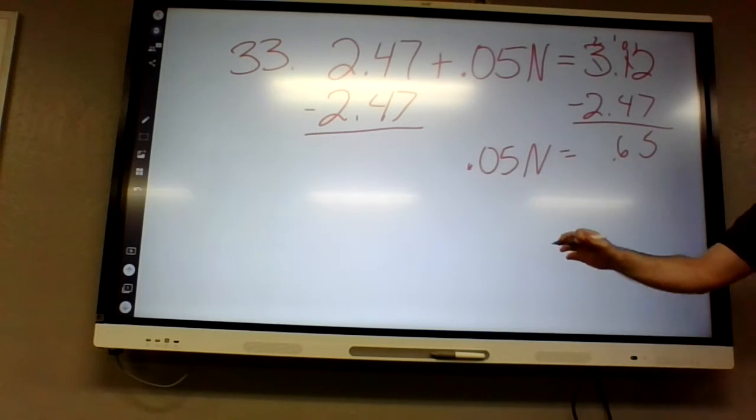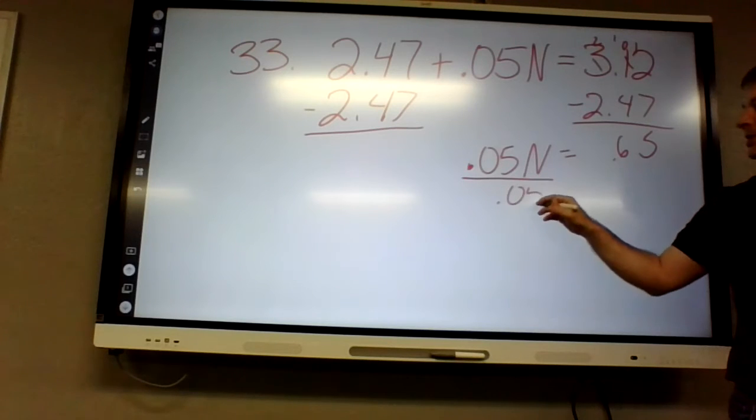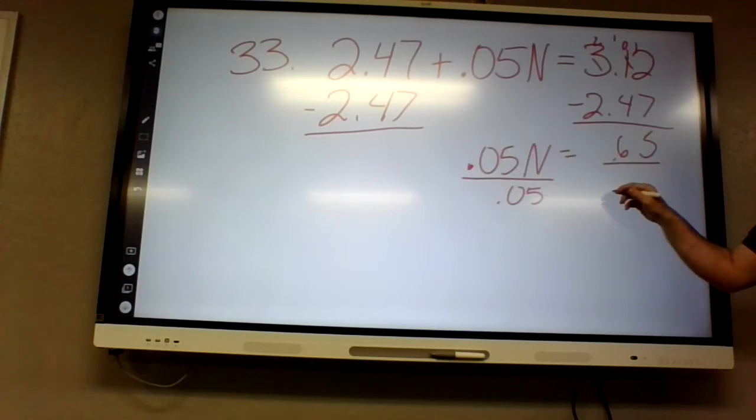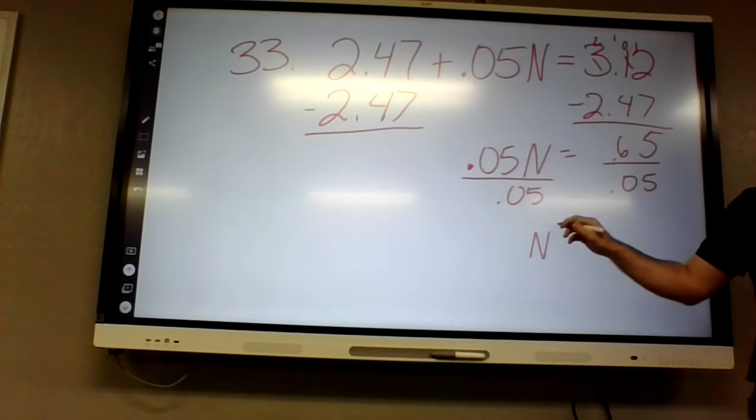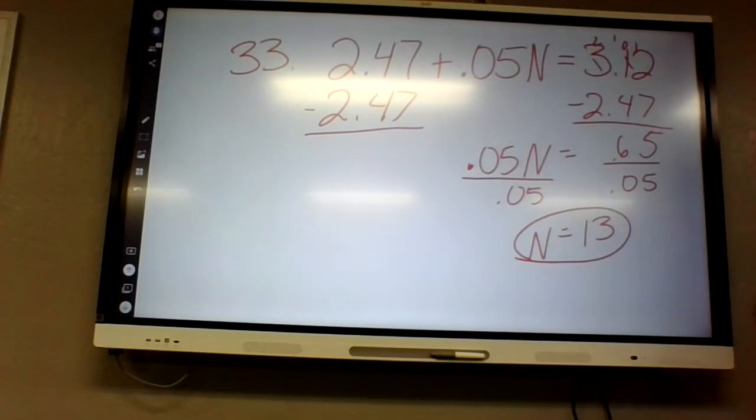Okay, how many times does 5 go into 65? 13. So what does 13 mean in this problem? How many nickels there are? You need 13 nickels to get that much money. 13 more nickels. We have 13 nickels. Okay.